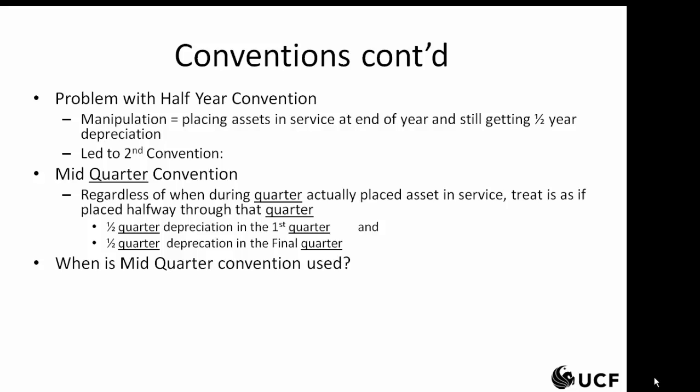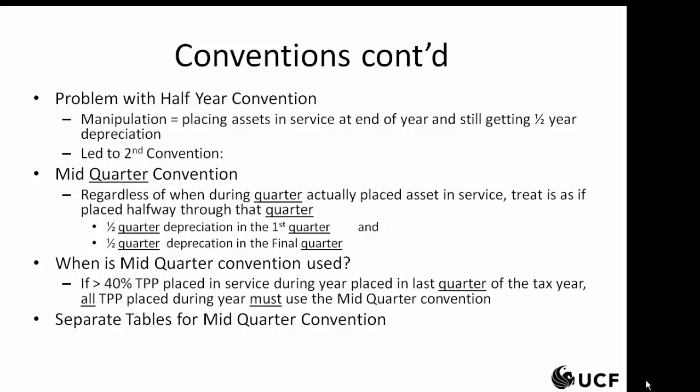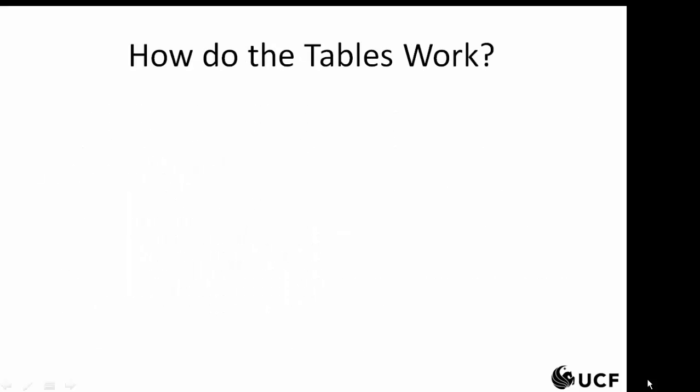When do we have to use the mid-quarter convention? We only have to use it if more than 40% of the tangible personal property that you place in service during the year was placed in service during the last quarter of the year. If that's the case, then all tangible personal property that you placed in service during the year must use the mid-quarter convention, and we'll find that it's going to be based on the quarter that was placed in service. There are separate tables, therefore, for the mid-quarter convention, and within those tables we will find that there's a column for each quarter.